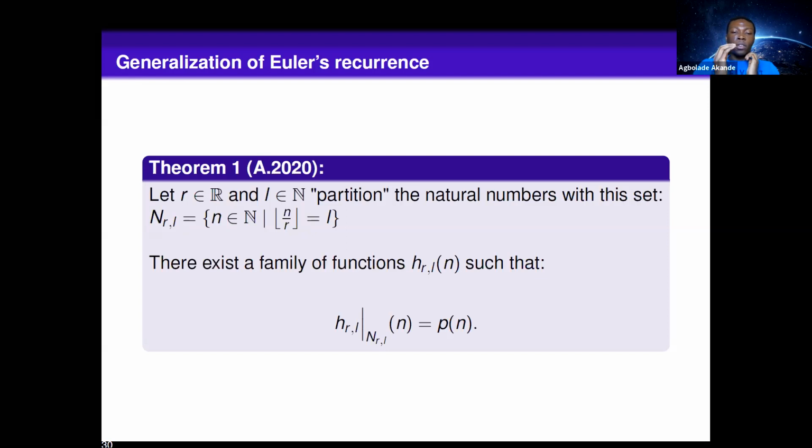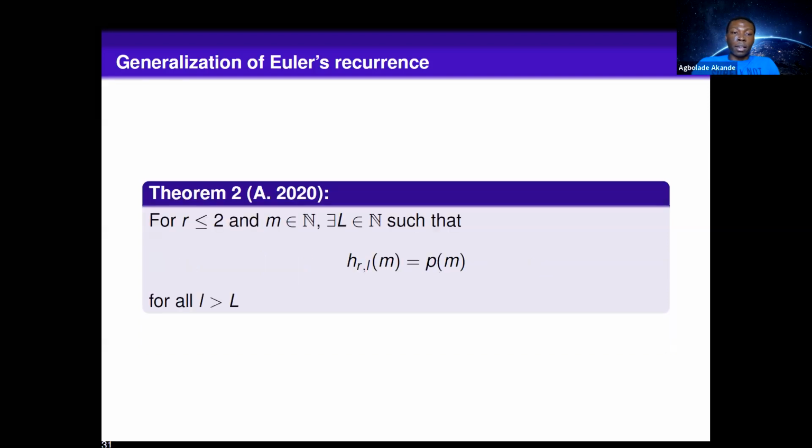So if you could find different layers of both R and L, you could always restrict it to that set and always just get P of N. I'm not going to talk about the formula for it because it's very extensive, but I could tell you something nice that is derived from this. So here's the second theorem that I have.